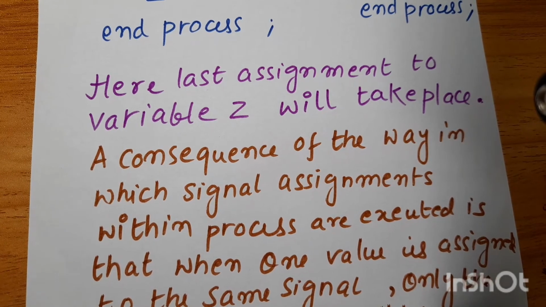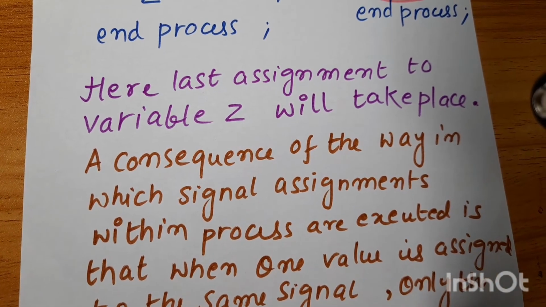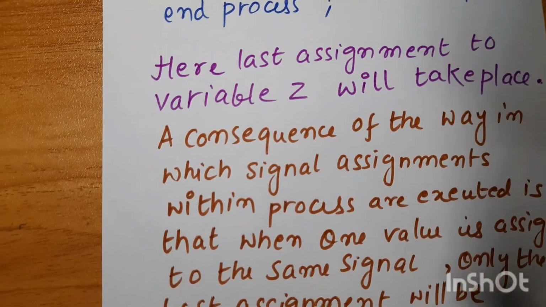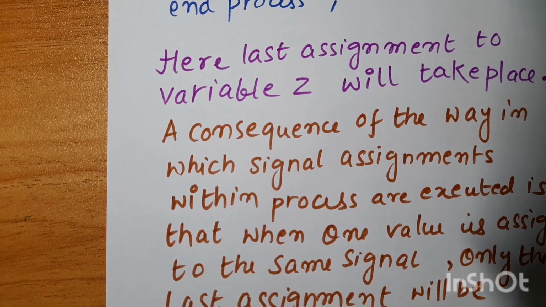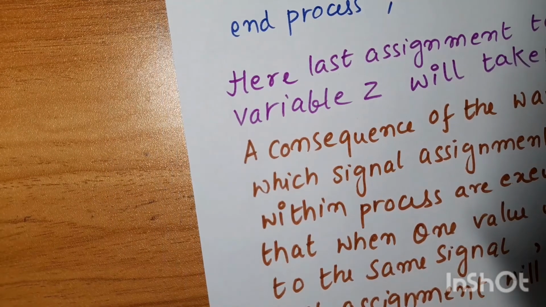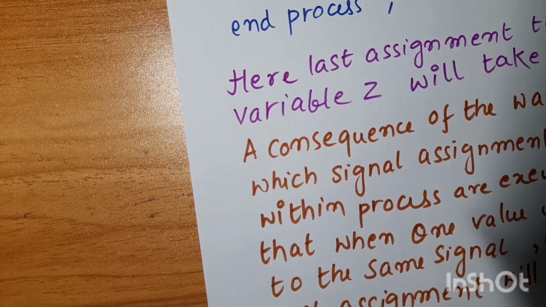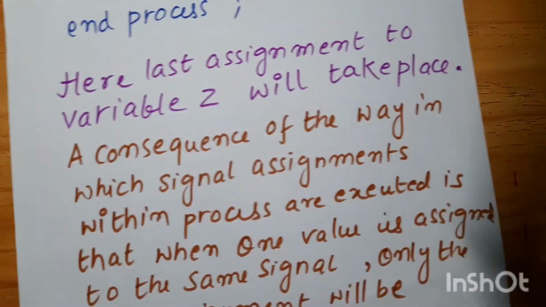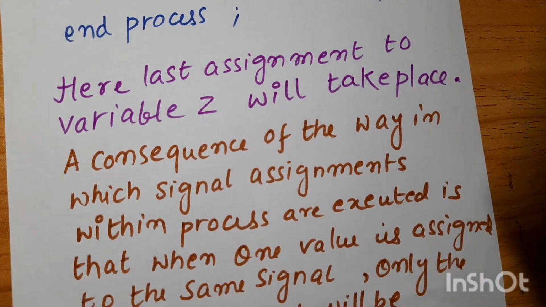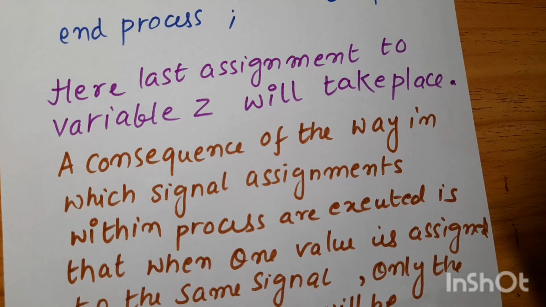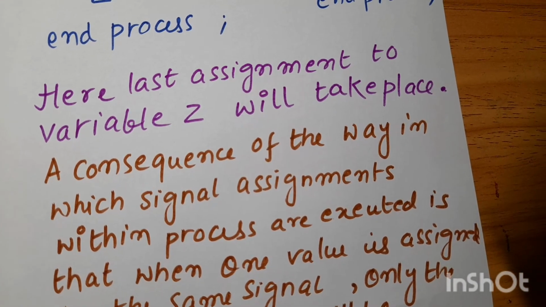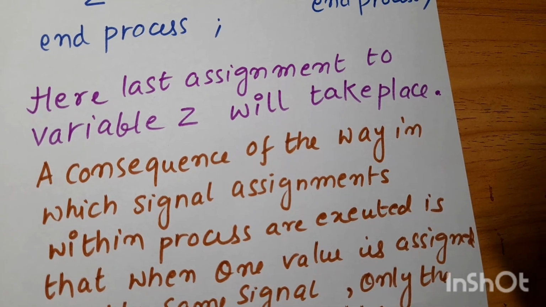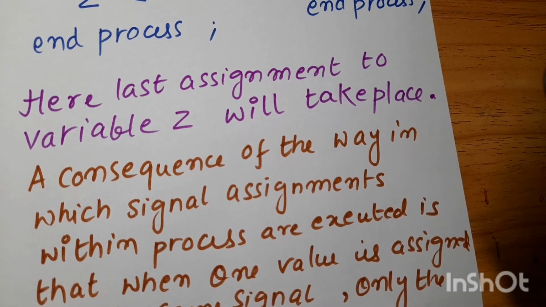A consequence of the way in which the signal assignments within the process are executed is, when more than one value is assigned to the same signal, only the last assignment will be effective. Hope I am able to make you understand about the sequential signal assignment in VHDL.